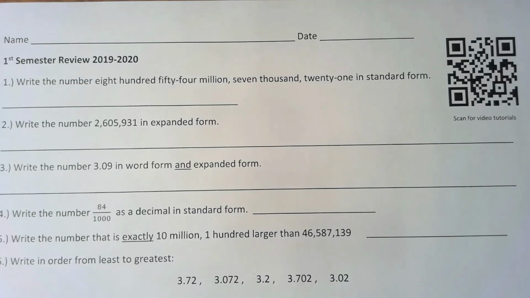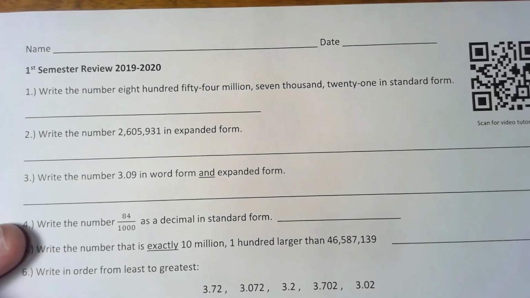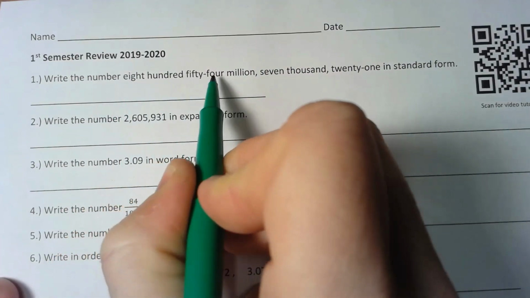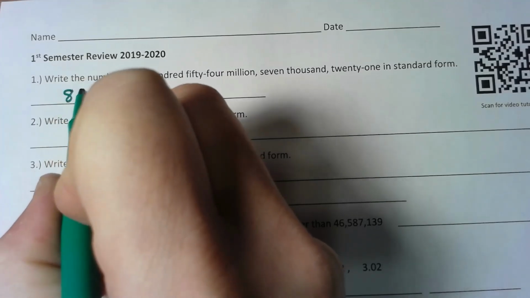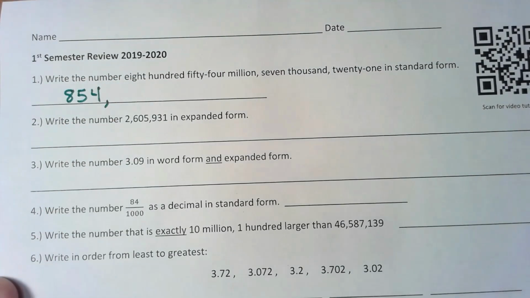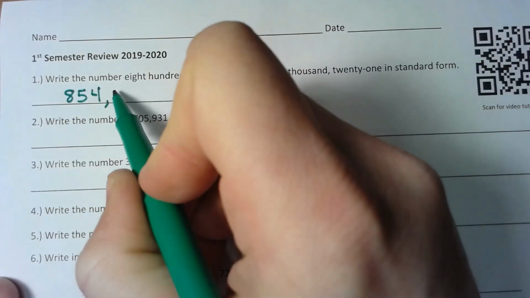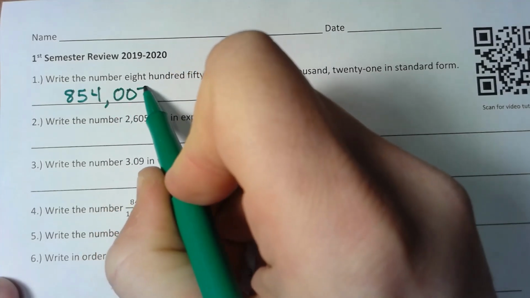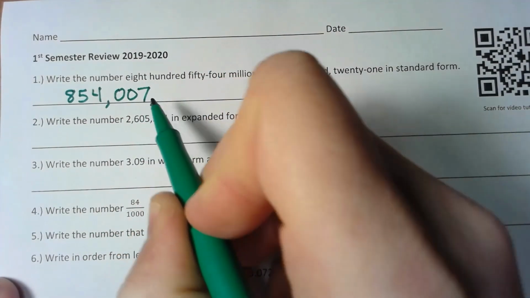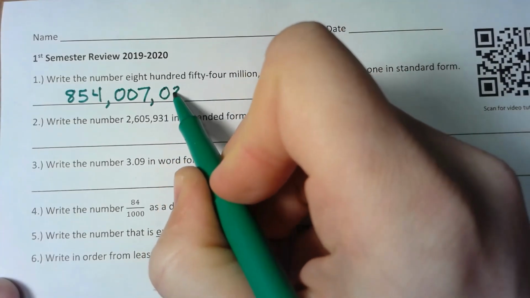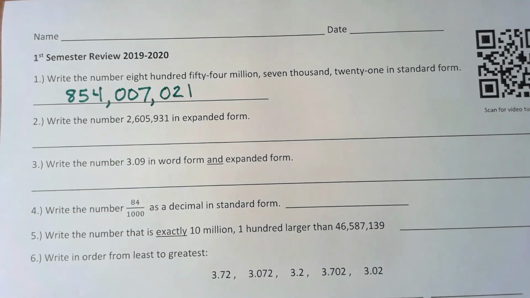Question 1 says, write the number 854,007,021 in standard form. So I'm going to start out writing 3 digits at a time. 854 will go in the millions place, so I'll go ahead and write that down, 854. I'm going to put a comma that will represent the millions place. Then in my next period I have 7,000, so I have no 100,000s, no 10,000s, and just 7,000s. A comma will represent the thousands place. And then in my next period I have 21, so I have no hundreds, and a 2 and then a 1, and I don't need to put anything after that because that's the end of my number.